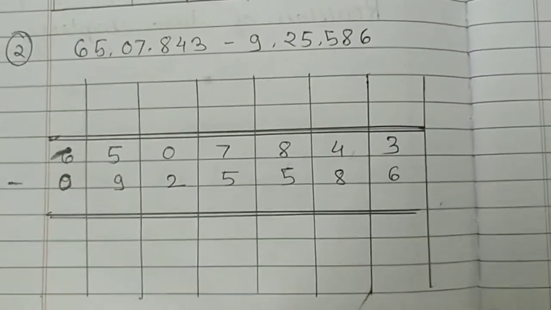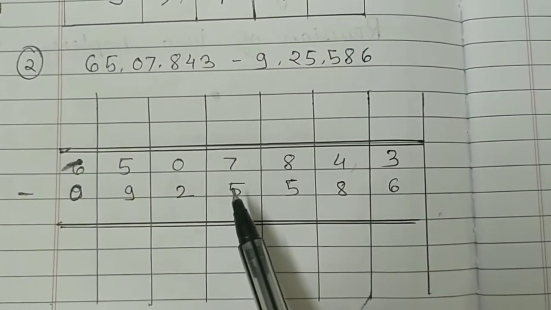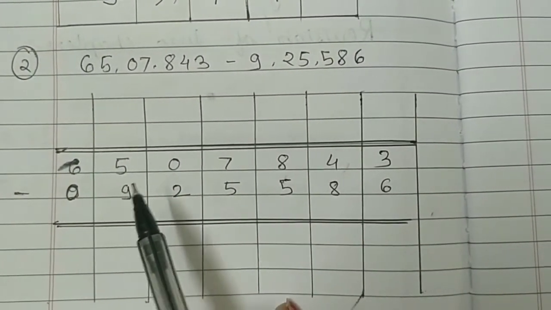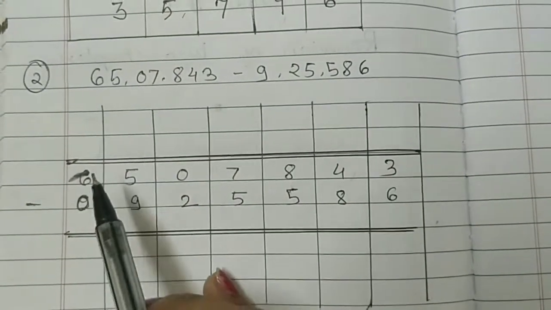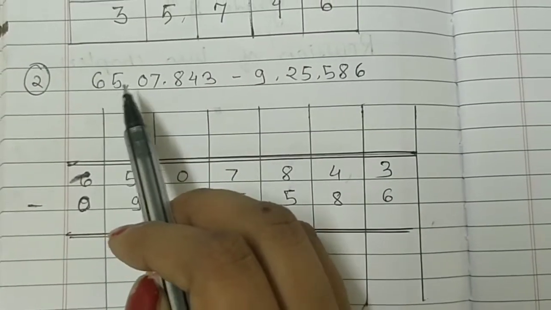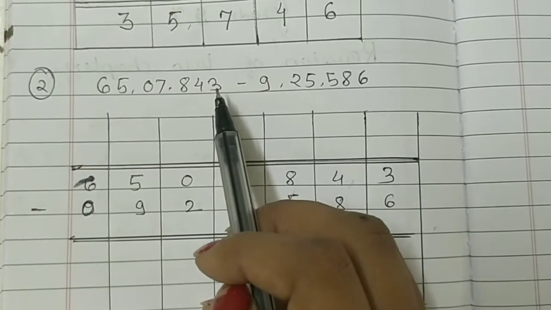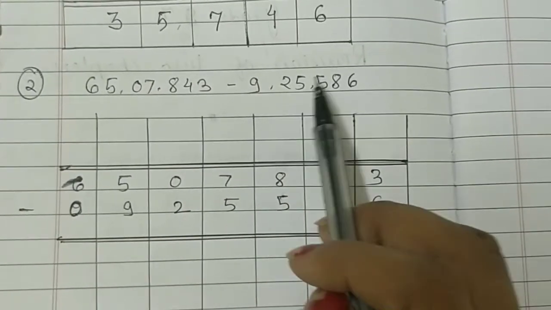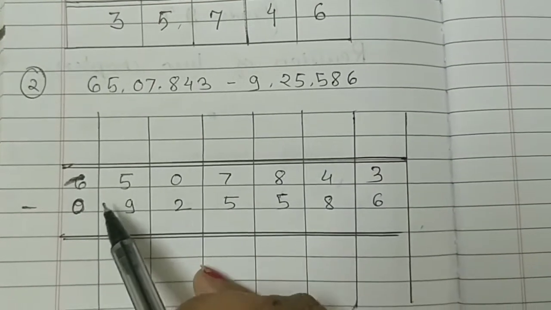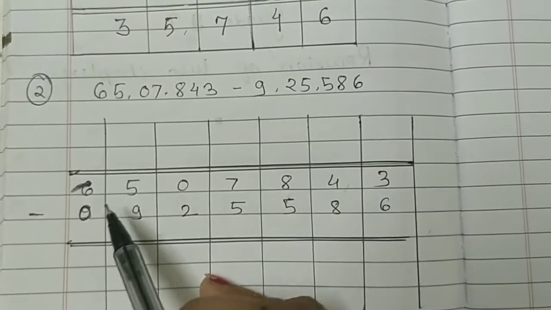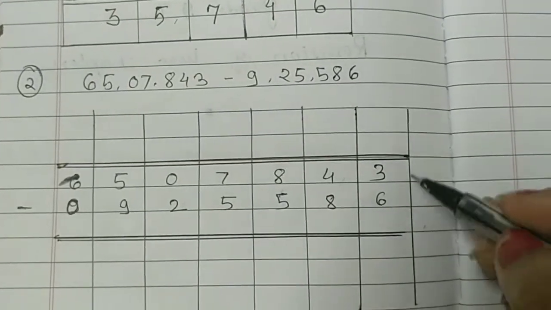We have 7-digit numbers now. This is units place, tens place, hundreds place, thousands place, 10,000 place, lakhs place and 10 lakhs place. Now we have this number 65,07,843 and 9,25,586. Since the 10 lakhs place is absent in this number, we are going to keep it as 0. So let's begin with this.